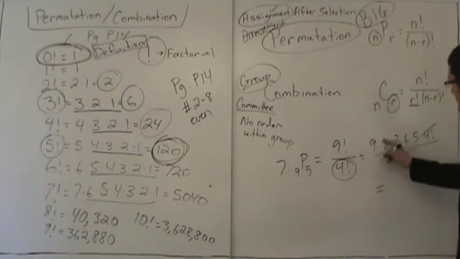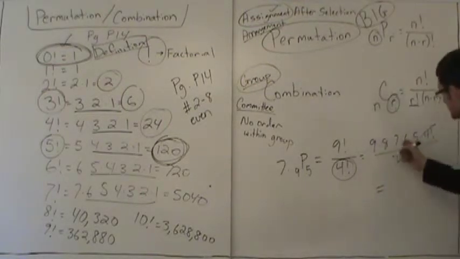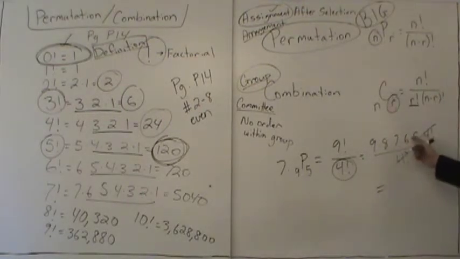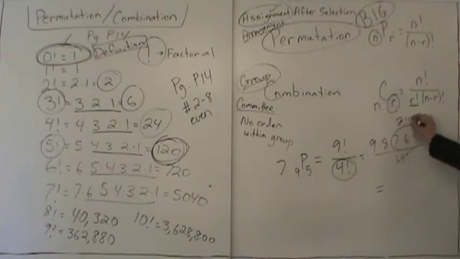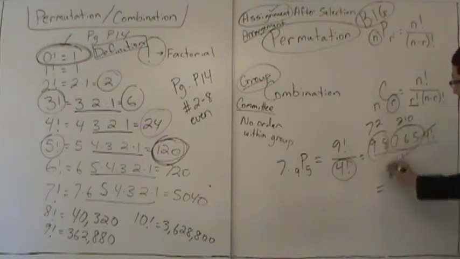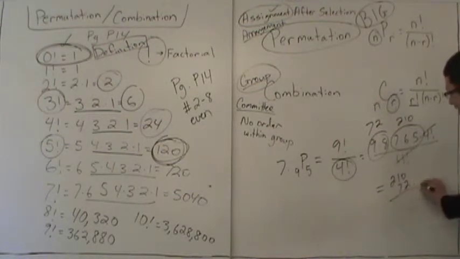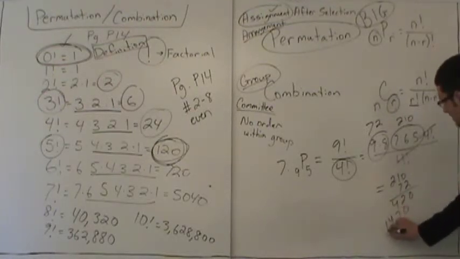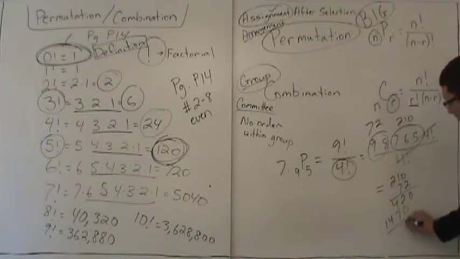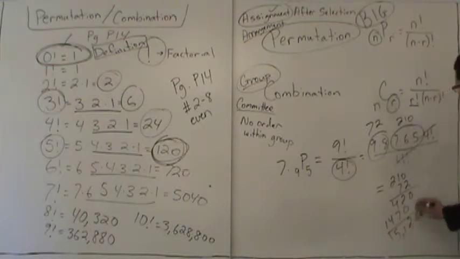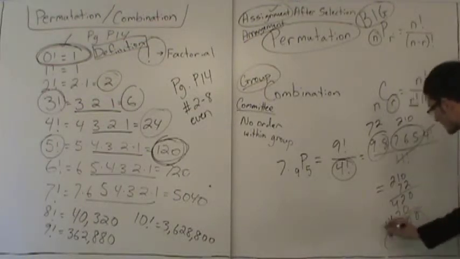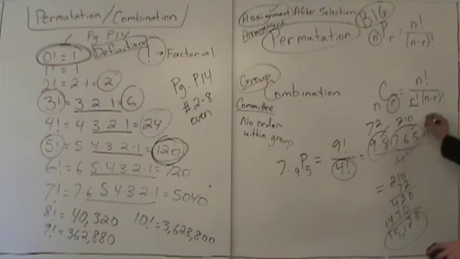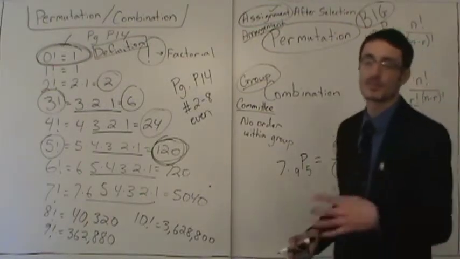We're left with 9 times 8 is 72, 7 times 6 is 42, times 5 is 210, 210 times 72. So 210 times 72 is 0, 2, 4, 0, 7, 14. This will make 0, 2, 1, carry the 1, 15, 15,120. So our answer is 15,120 ways.